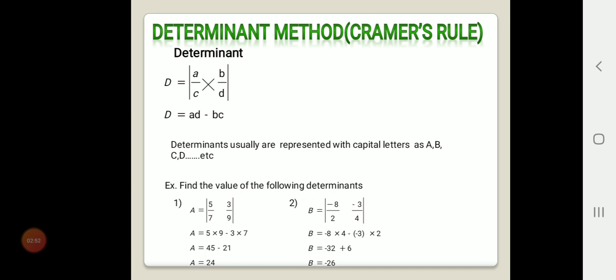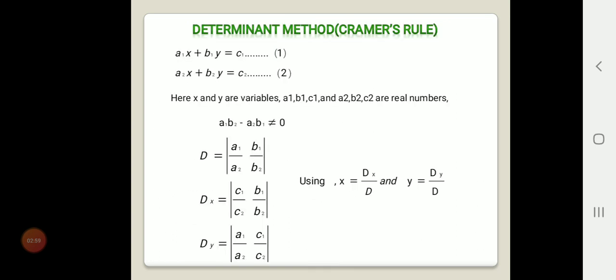Let's learn about the determinant method, that is, Cramer's rule. Using determinants, simultaneous equations can be solved easily and in less space. This method is known as the determinant method. This method was first given by a Swiss mathematician, Gabriel Cramer, so it is also known as Cramer's method.